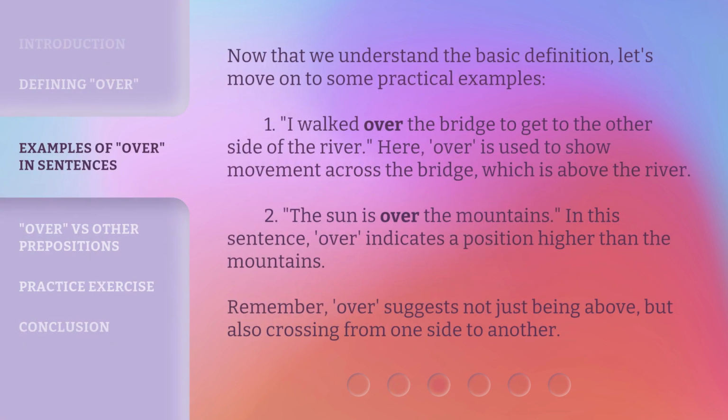Now that we understand the basic definition, let's move on to some practical examples. 1. I walked over the bridge to get to the other side of the river. Here, over is used to show movement across the bridge, which is above the river. 2. The sun is over the mountains. In this sentence, over indicates a position higher than the mountains. Remember, over suggests not just being above, but also crossing from one side to another.